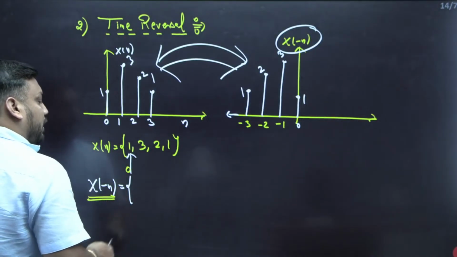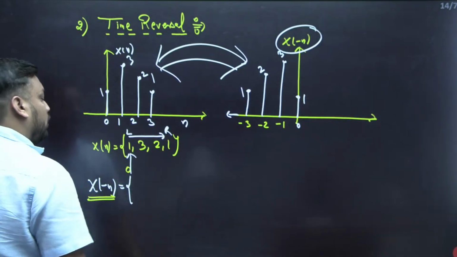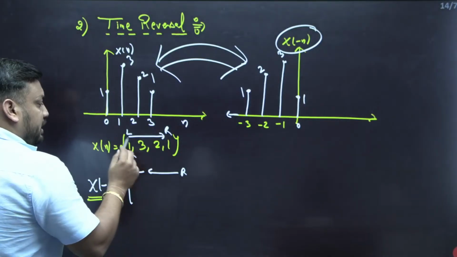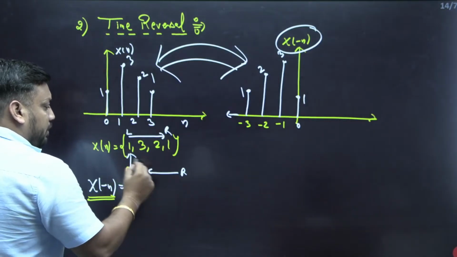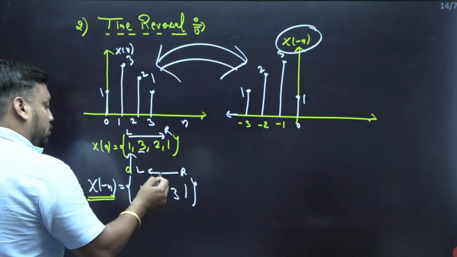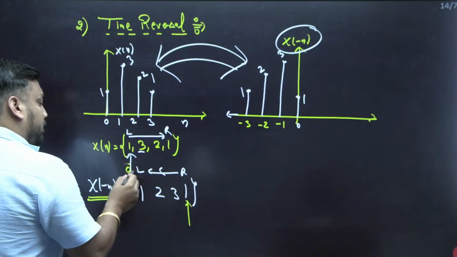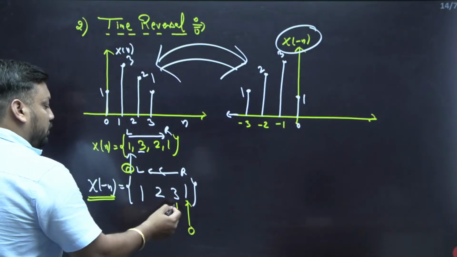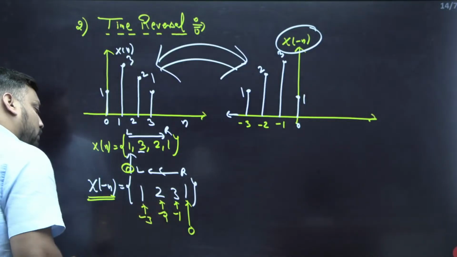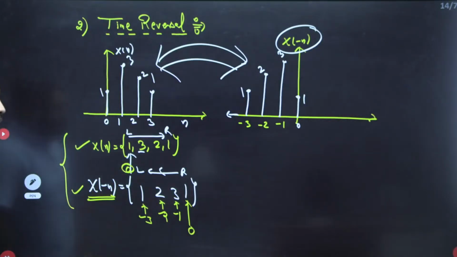Right now I am writing from left to right, 1, 3, 2, 1. In x of minus n, I will write right to left and change the sequence like this. Now I am writing 1, then 3, then 2, then 1. Because of time reversal, we write like this, and here is the arrow. Earlier the arrow represented 0 here, now 0 is here. So it will automatically be minus 1, minus 2, minus 3. This is nothing but your direct reversal operation.